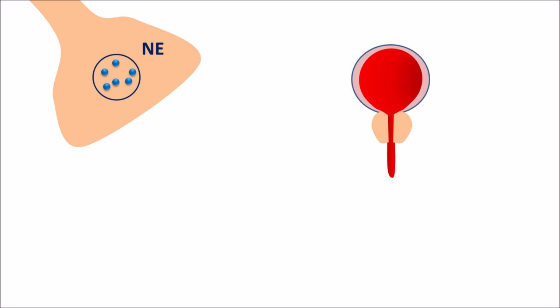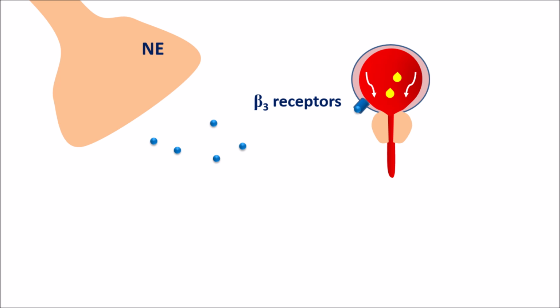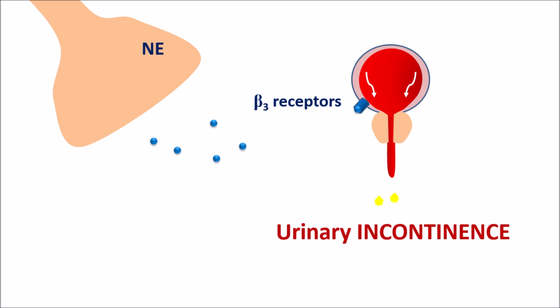Now here Vibegron increases the activity of norepinephrine. On the bladder neck, beta-3 receptors are located. Now norepinephrine can act on these beta-3 receptors, which produces relaxation of the bladder. But in people with overactive bladder, urinary frequency is increased, resulting in urinary incontinence. In such people, norepinephrine is not sufficient to activate these beta-3 receptors. That's why we can use Vibegron externally.